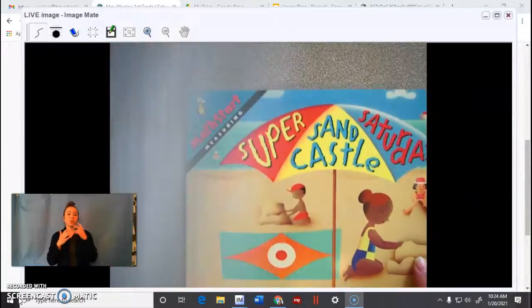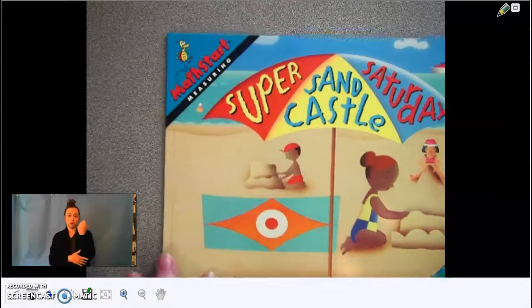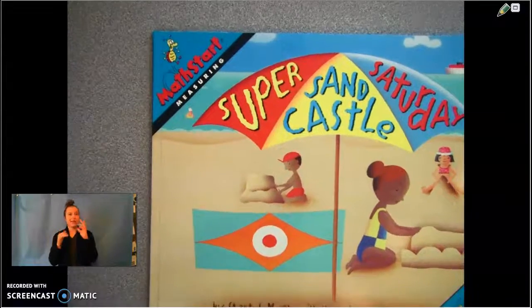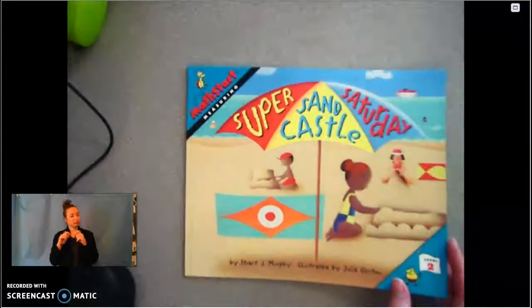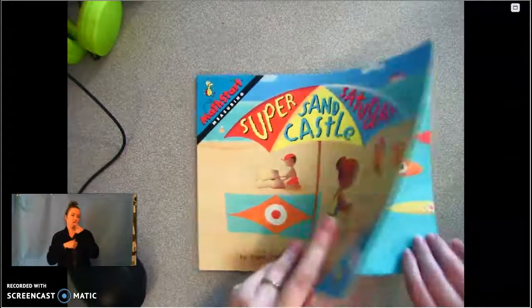Now let's read this book called Super Sandcastle Saturday. What do you think this is going to be about? You're right, it's about measurement. I'm going to zoom out so you can see the pictures. Super Sandcastle Saturday.